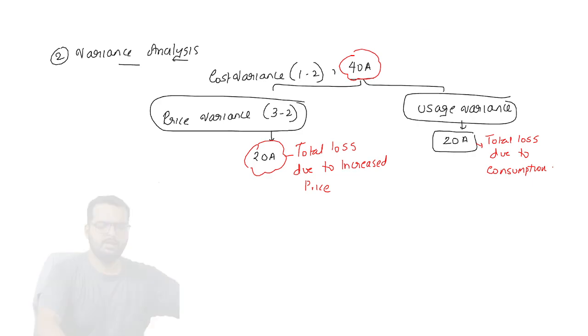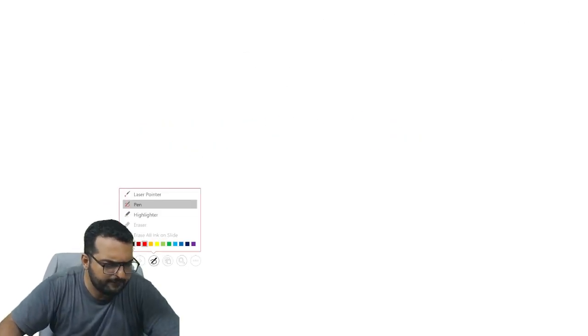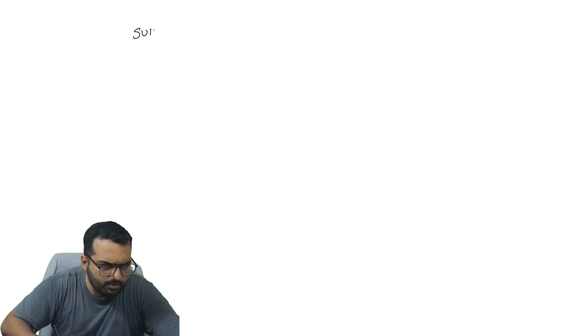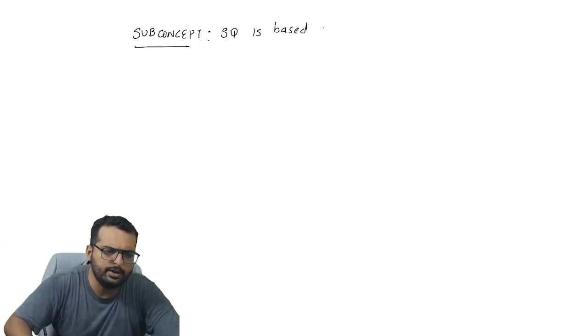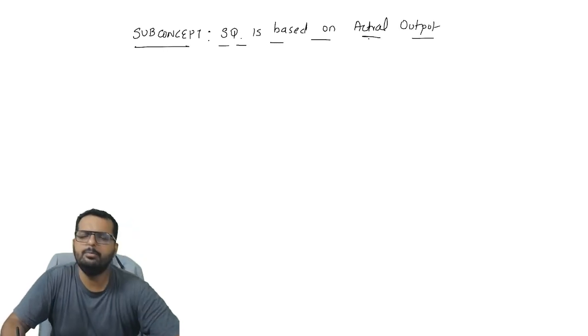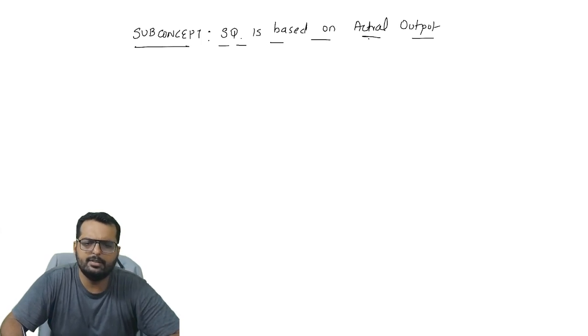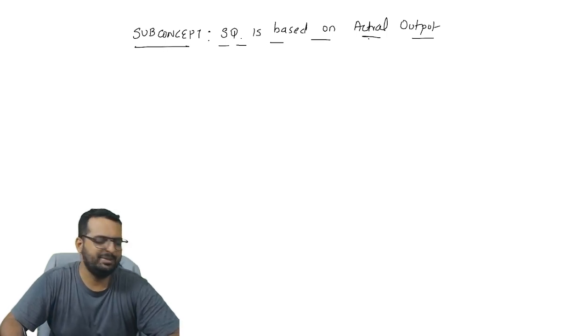All right, friends. I believe you're done writing this. Now you write down the next sub concept, a very important sub concept. SQ is based on actual output. Okay. Now tell me, everyone, who is making fish fry? Tell me.